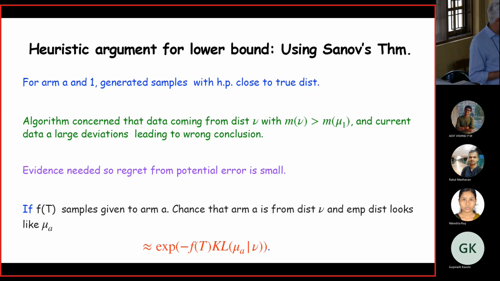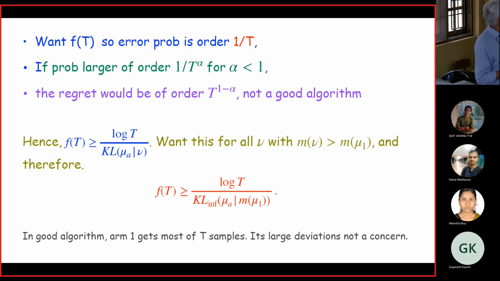Yeah, it's very sweet, this way of looking at things. This probability I want to keep at the level of 1 by t. Because if it's at the level of 1 by t, then the regret is going to be of order 1. You can see here, I want ft, so error probabilities of order 1 by t. If probabilities of order 1 by t to the power alpha for alpha less than 1, if it's 1 by square root t, then my regret would be of order square root of t.